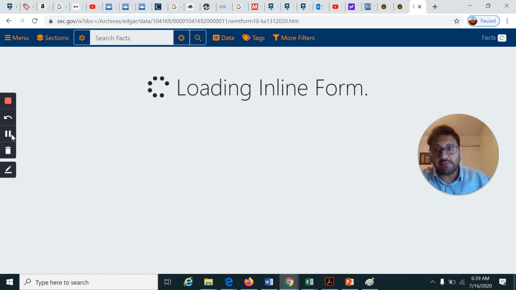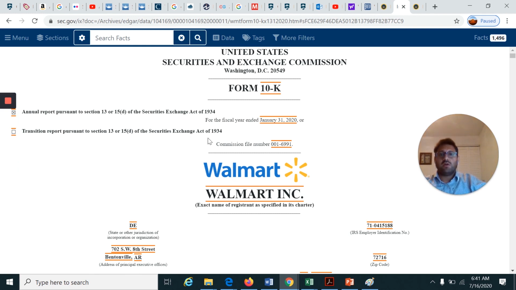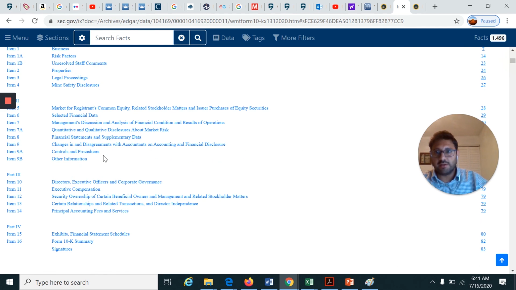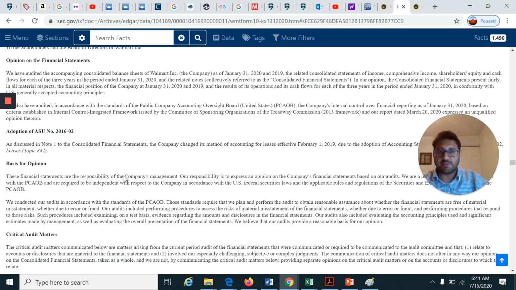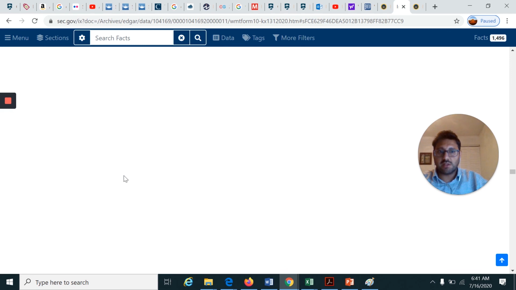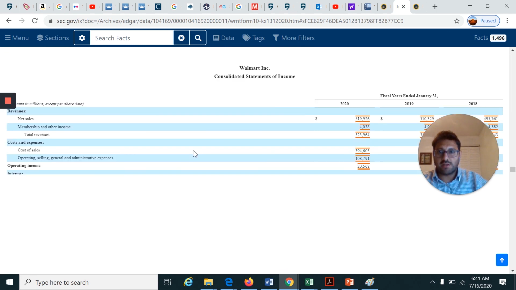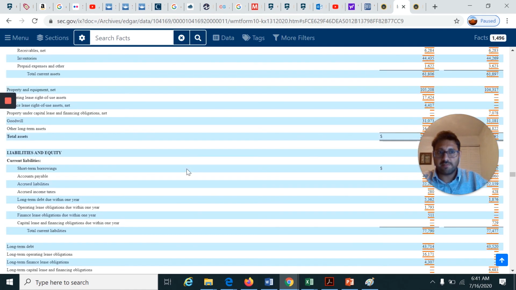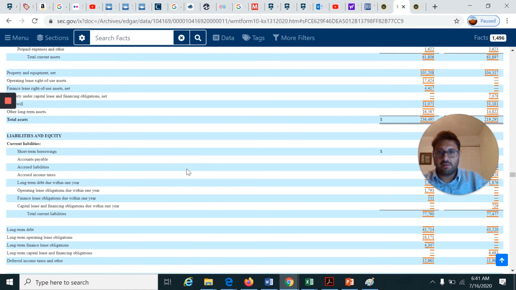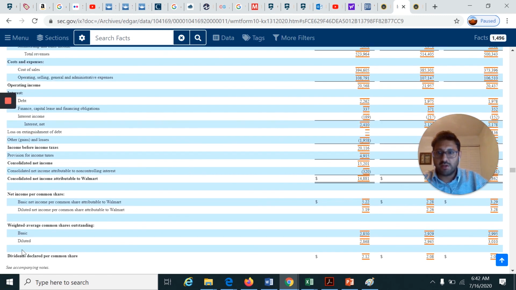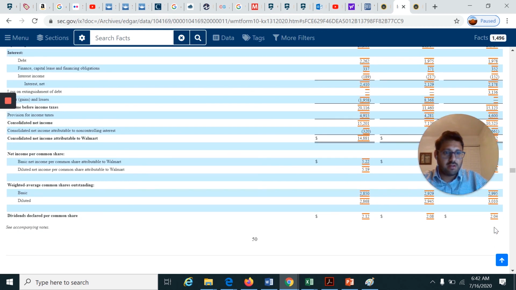It is taking some time. So here you go. We have the annual statement of Walmart, and we have to go to item number 8. This is item number 8. Once we click item number 8, it will take us to the annual statements. And here you go. Dividend declared per common share: 2.12, 2.08, 2.04.